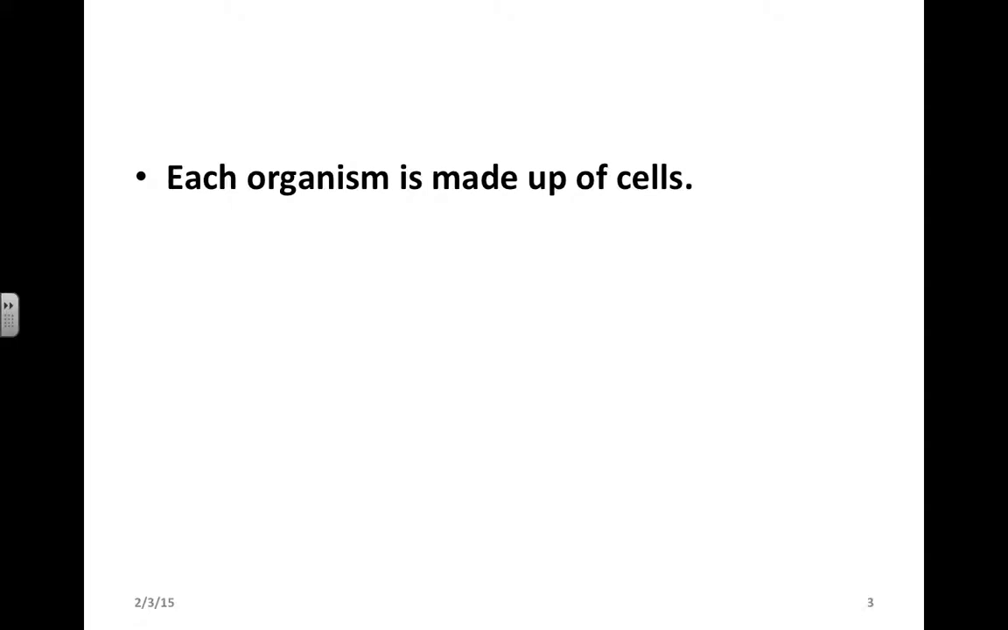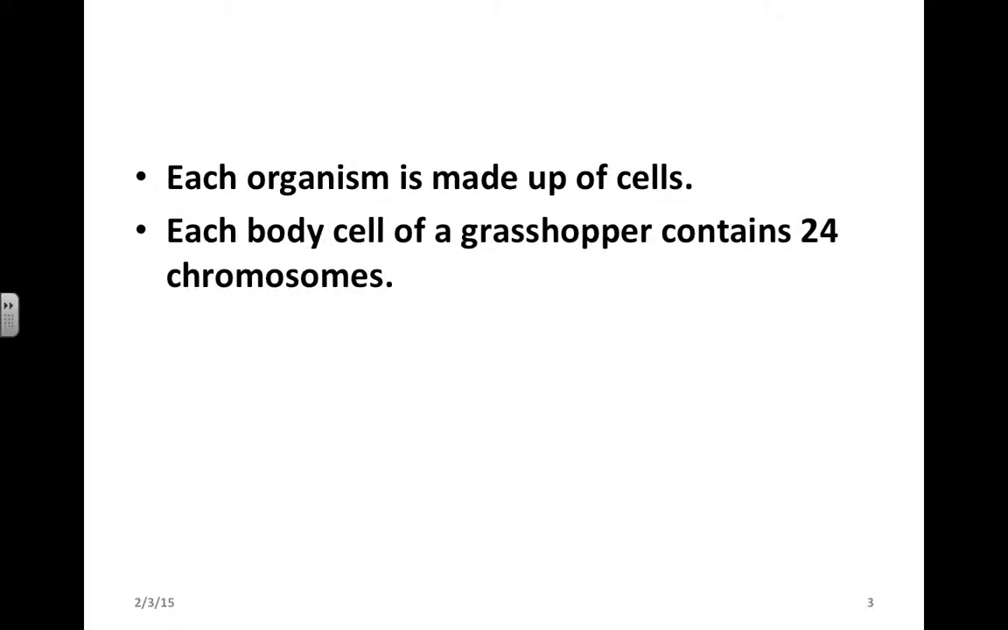First of all, each organism is made up of cells. It doesn't matter if it's a plant, an animal, as long as it's living, it's made up of cells. The body cell of a grasshopper contains 24 chromosomes. So let's take a time out here. The body of a grasshopper is also made up of cells. Those are called body cells. Every one of those cells has a nucleus, as we just saw in the picture. Inside of the nuclei of each one of those cells, there are 24 chromosomes, 12 pairs.